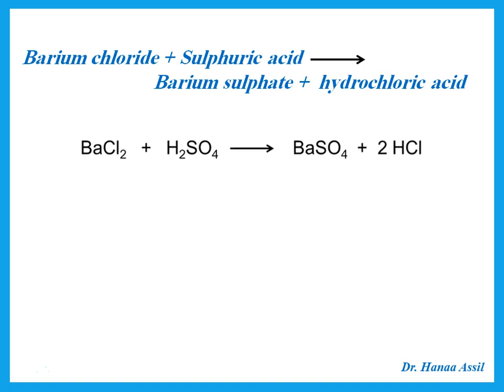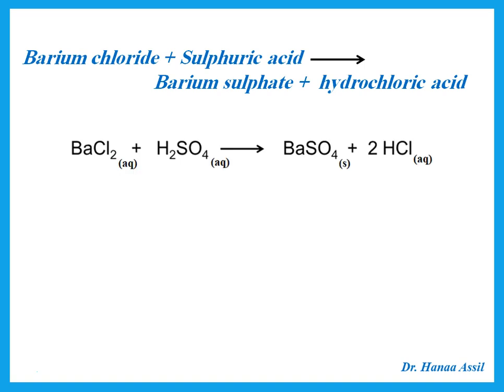Remember that we said we have to balance. So balancing, we need a 2 in front of the HCl, and then we write barium chloride is aqueous, sulfuric acid is aqueous. Now barium sulfate is a solid. It does not dissolve. It will form as a precipitate, so that is a solid, plus 2HCl, which is an acid, so that's it. Which ones are we going to ionize?